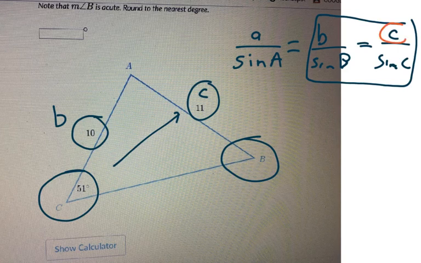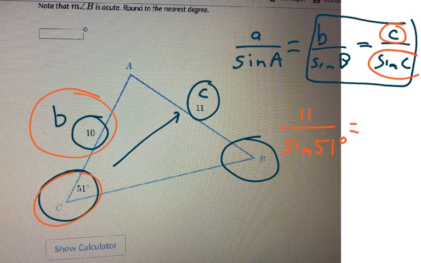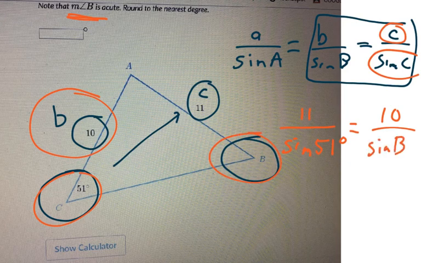I know for C, it's 11. And 11 goes with or over the sine of big C, which is 51. So I have 11 over the sine of 51 degrees. That's going to equal, little b I know is 10. What they're asking me to find is angle B, big B, which is the sine, in this case, of big B. I don't know what it is. Good thing I can cross multiply and solve it, right?